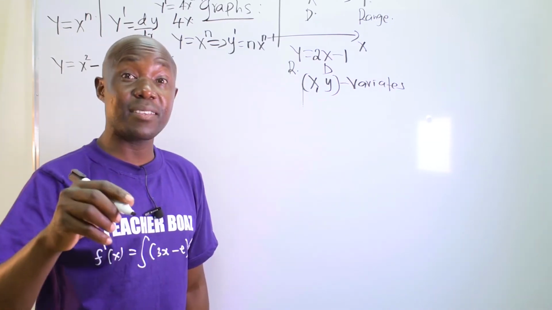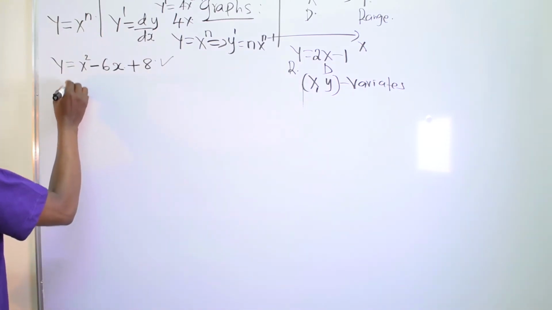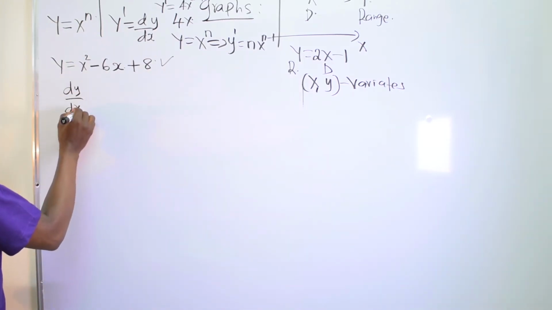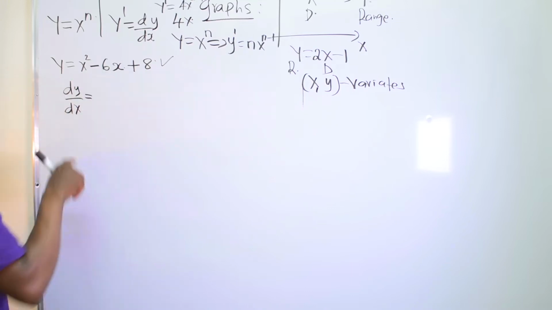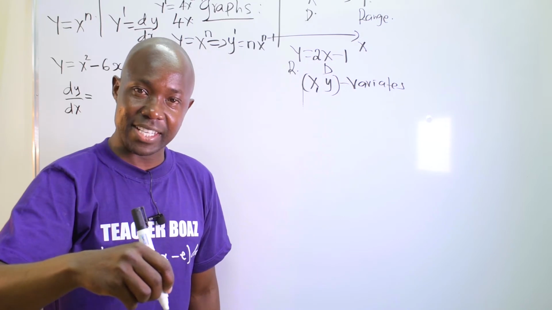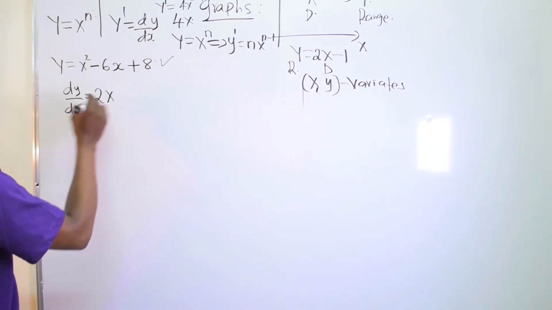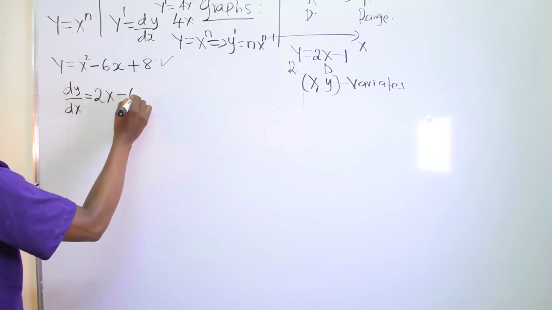Number one, you must know how to get the derivative of that function. We have our dy by dx. I'm differentiating y with respect to x. And as I said earlier, the power multiplies it, then it reduces by 1. So we are going to get the 2x, the power reduced by 1, minus 6.